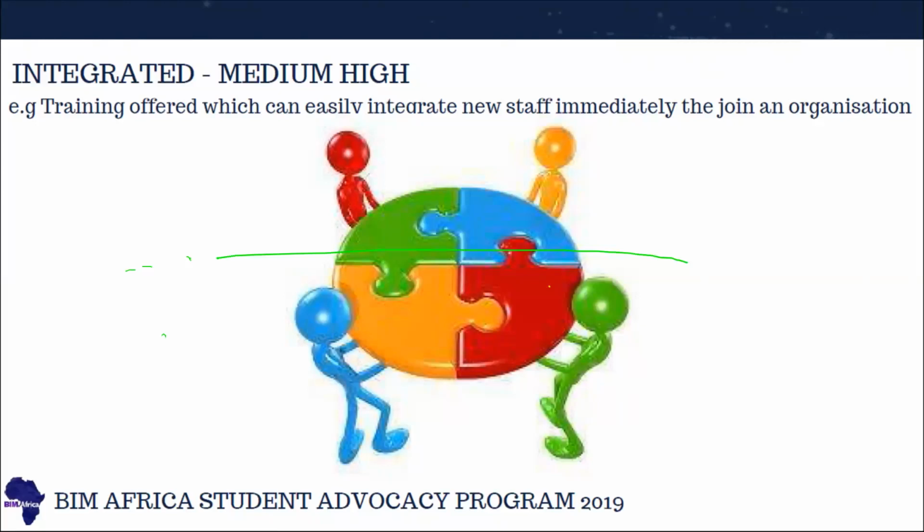So immediately he comes in, I can fuse him somewhere. So that means we are integrated. We can integrate someone immediately he gets there because we already have established systems which collect input and just get you running once you get there. So that means you're at an integrated level.